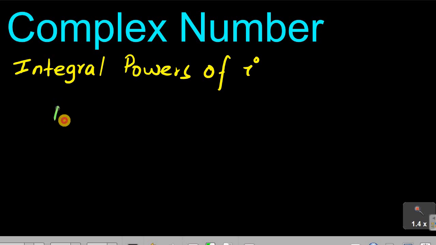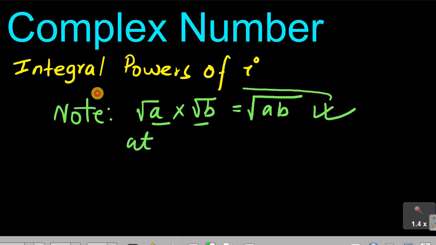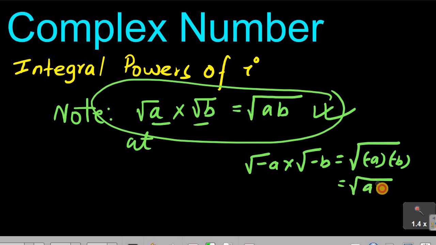One thing you should note is that for any two real numbers a and b, root a into root b equals root ab only when both are positive, or at least one of them, either a or b, is non-negative. If both are negative, then it cannot be written like this. I mean, root of minus a into root of minus b, you cannot write as root of (minus a into minus b), which equals root ab. This is an absolute blunder.